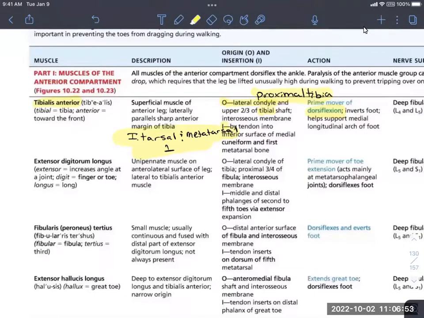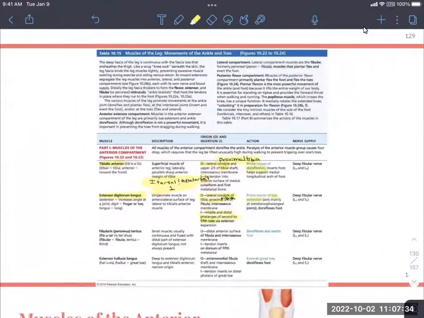Extensor digitorum longus. That originates at the lateral condyle of the tibia, and again, the proximal tibia. It will insert at the middle and distal phalanges of the 2nd to 5th digits or toes. Toe extension. That's what allows you to flex your toes up.